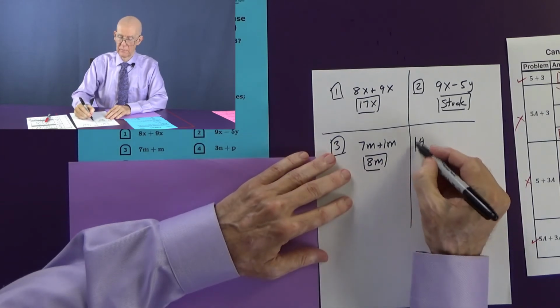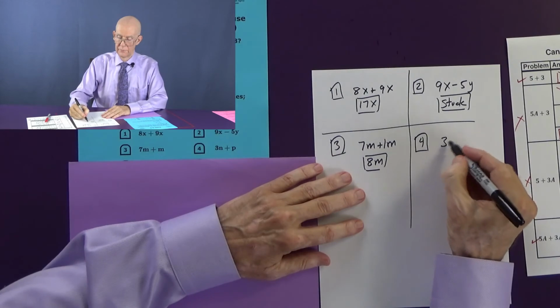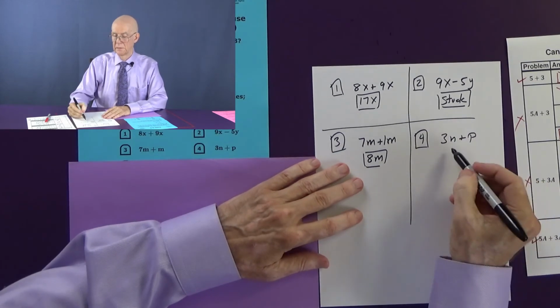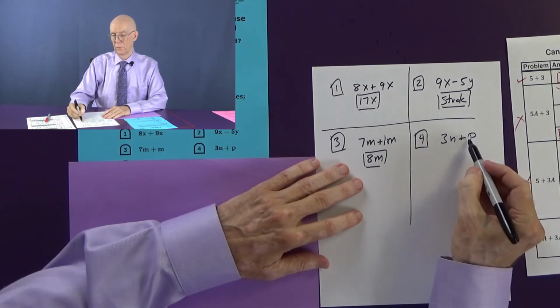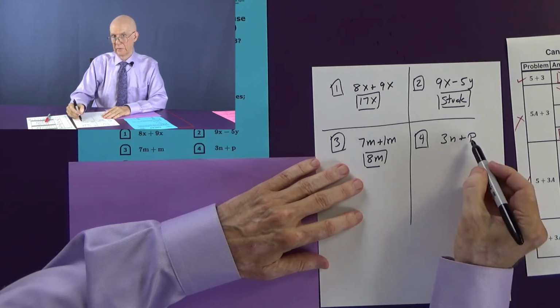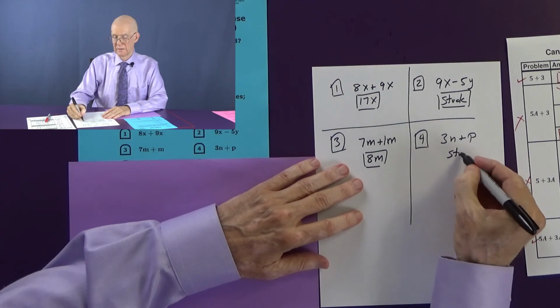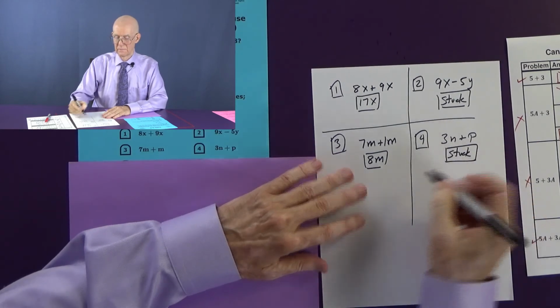Number 4, 3n plus p. Well, there's an invisible 1 in front of the p, but it doesn't matter because the n and the p don't match. So I can't add them, so I'm stuck.